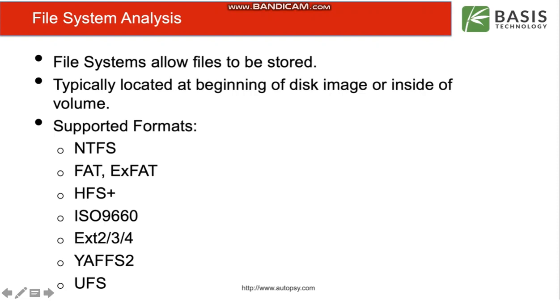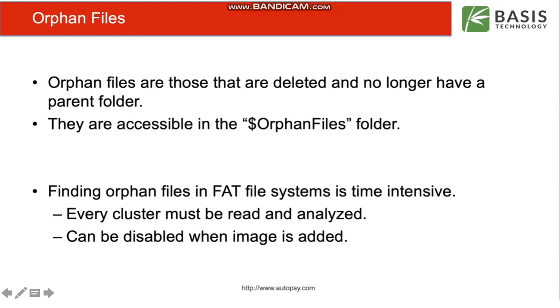Orphan files are deleted files that no longer have a parent folder. So when a file or folder is deleted, sometimes you can recover it, sometimes you can't. It all depends on the overall system usage. Sometimes you'll get a file that still can be accessed. You still have all its timestamps, you have its name, you know where its content is, but its parent folder has been reallocated, and we can't get to it anymore from the root of the file system.